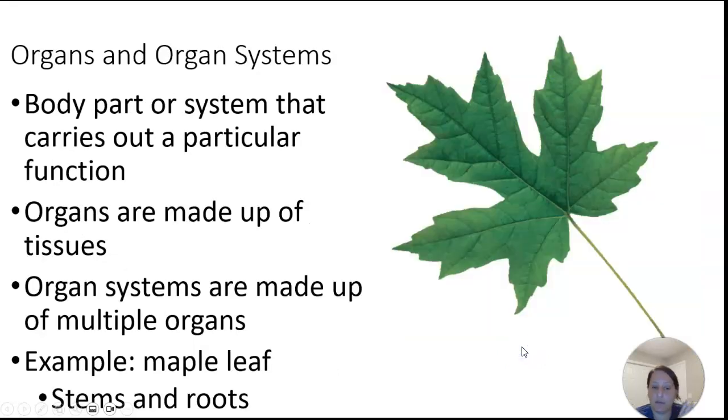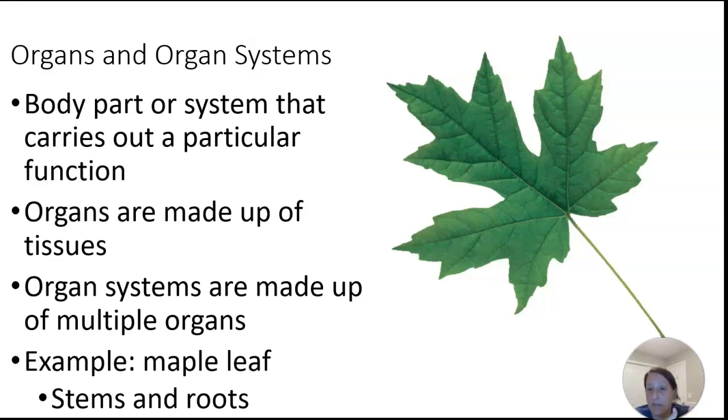Okay, so we went from cells to tissues, and now we're going to go to organs and organ systems. In this figure right here, this is a leaf. This is an example of a plant organ. This is going to be a body part, if it's an organ, or a system, if it's an organ system, that's going to be responsible for a particular function in the organism's body. Organs are made up of tissues. Organ systems are made up of multiple organs.